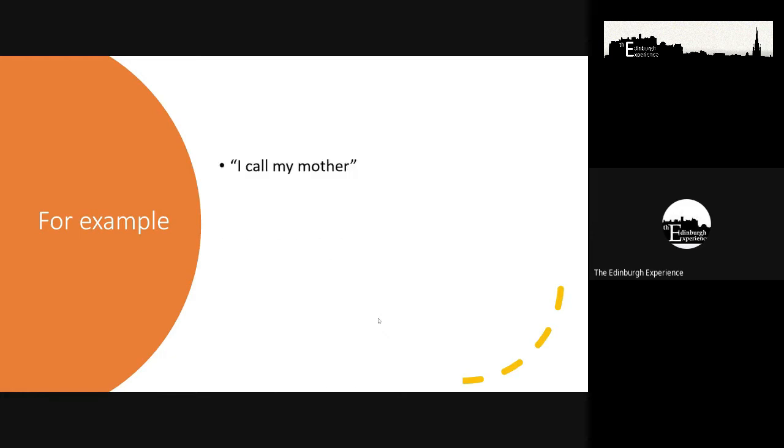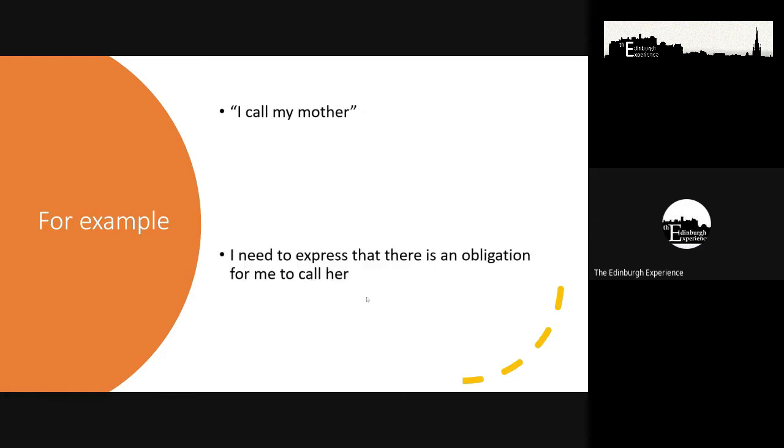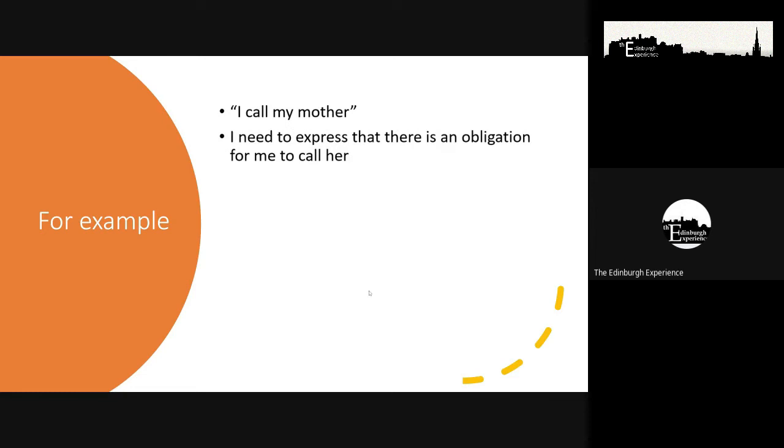So to give you an example of that, if I have the sentence, I call my mother, yeah? If I want to express that there's an obligation for me to call her, I will add a modal verb, okay? Could anyone think of what modal verb we could use? Put it in the chat box for me. Okay, we've got must, we've got should. Yeah, a couple of options.